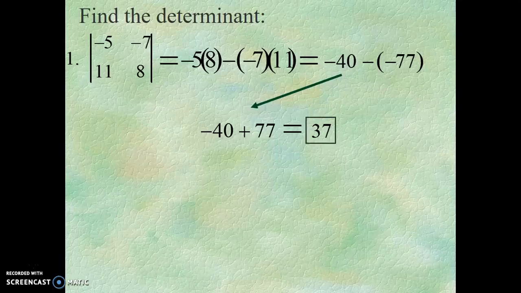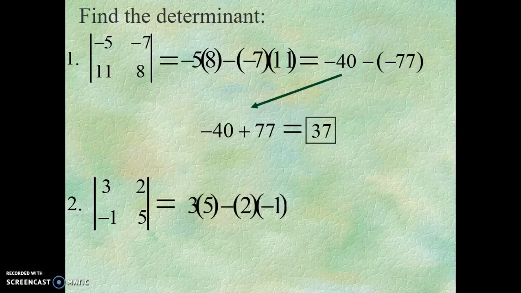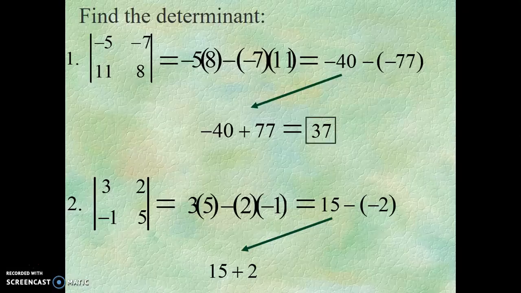Okay, so let's look at another example: 3, 2, negative 1, 5. So we multiply our diagonals. We're going to get 3 times 5 and 2 times negative 1. So remember we subtract those. 3 times 5 is 15, and 2 times negative 1 is negative 2. So we get 15 minus negative 2. Like I said before, when we subtract a negative, it's like we're adding. So we get 15 plus 2, which equals 17. And that is our determinant.